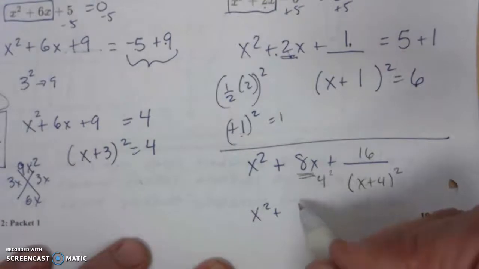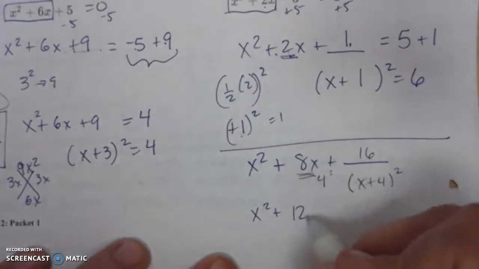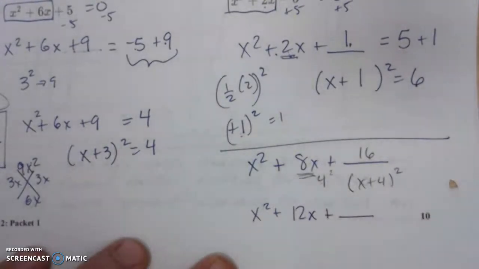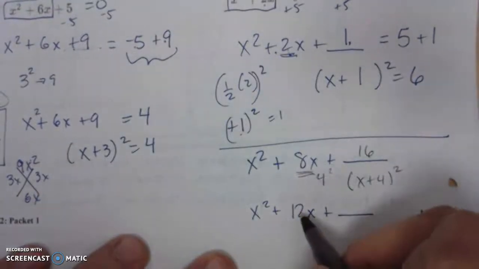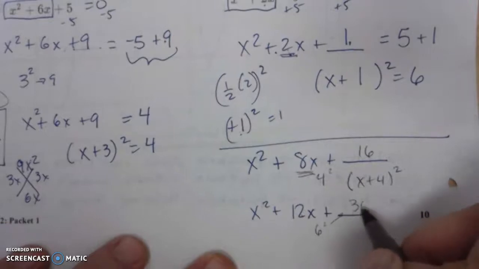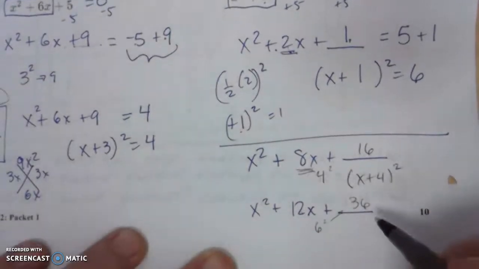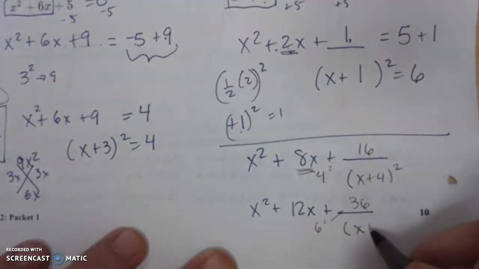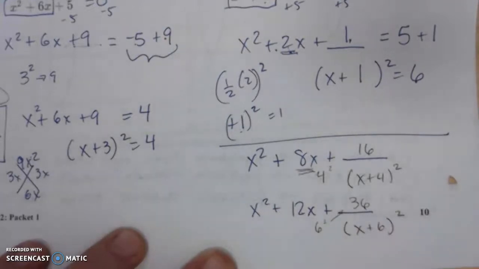Let's try x squared plus, let's all do even numbers because that would make our life easier. 12x plus what? What are we going to add in if it's a 12? Half of this number is 6. 6 squared goes here. That's 36. 6 times 6 is 36. So that means if I were to write this out, it would be x plus 6 squared.